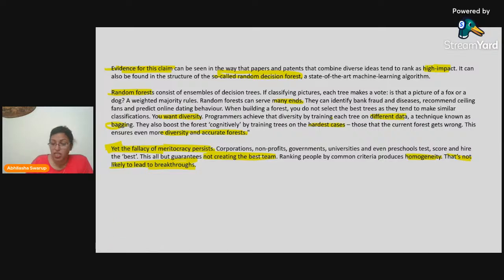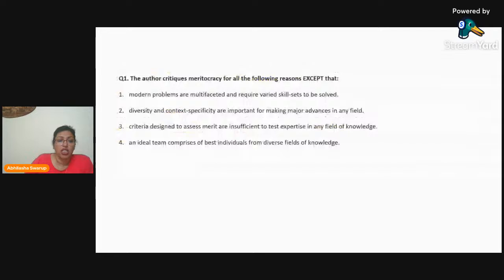Let's look at the questions now. So I'm going to put out the question here. The first question: the author critiques meritocracy on all the following reasons except. So, which is the reason that he does not critique meritocracy? Let's take a look and let's find out. Come on, guys. I have explained the passage to you. You've got the passage. Let's try and see what the correct answer should be.